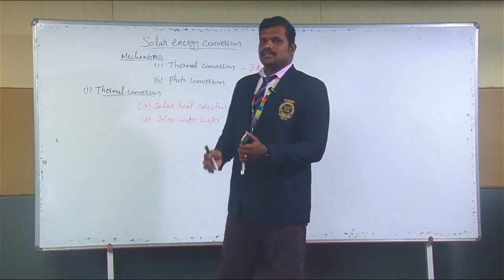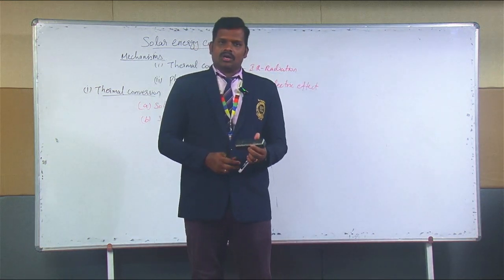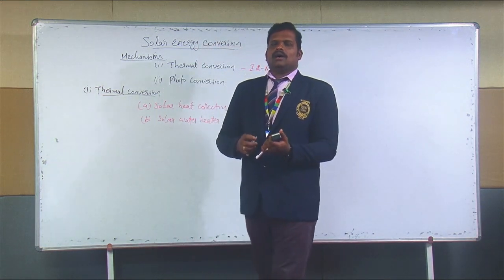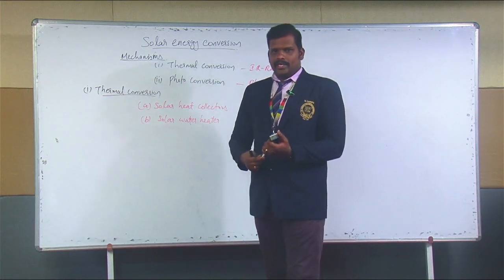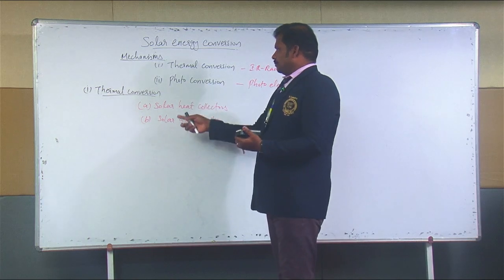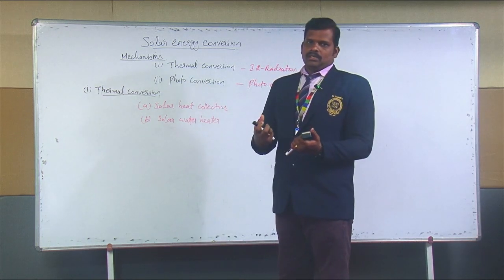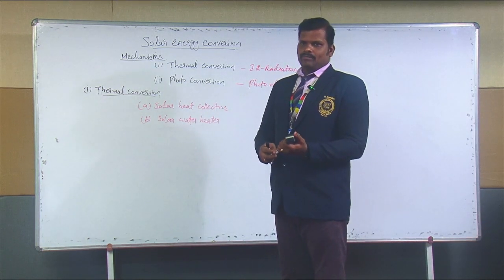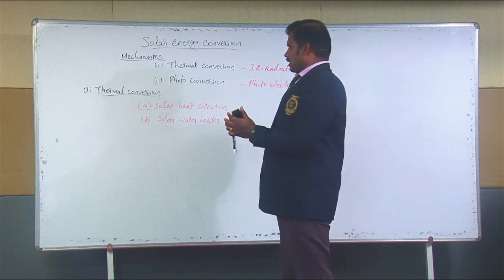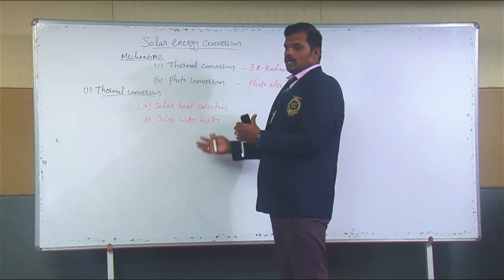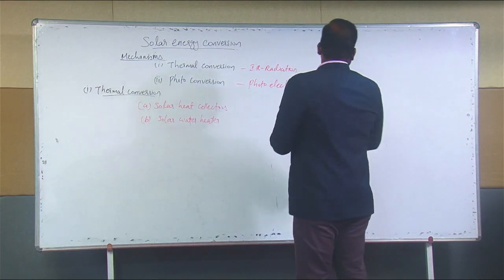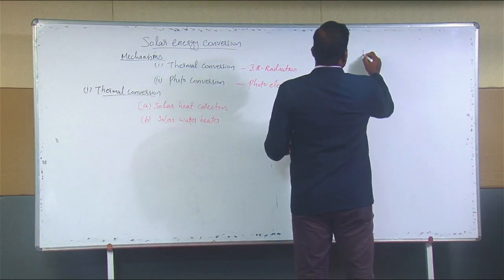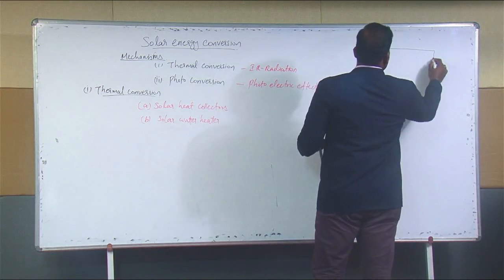A solar water heater is a device. It's an insulated box, and the inside of the box is painted with black paint. That box is used to absorb heat energy, IR radiation, during the daytime. By using that heat energy, we can convert cold water into hot water. That's a solar water heater. Now we are going to see the diagram of the solar water heater.